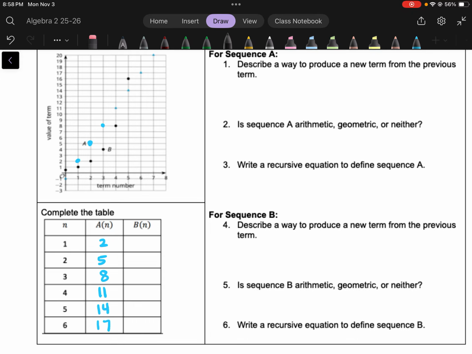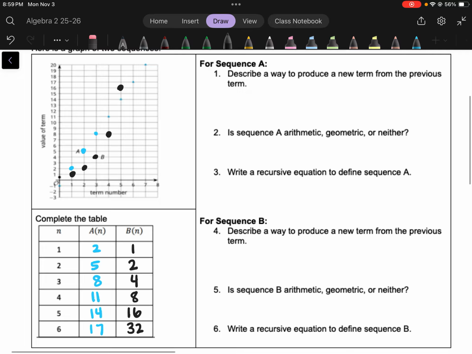Sequence B, we start, it looks like the first term right here is 1, and then the second term is 2. I'm looking at the Y values there. Third term is 4, and then 8. And then this last one right here is 16. So if you see the pattern, you can see the sixth term for sequence B is actually not on the graph. It will be 32 because every value is being doubled to get to the next term.